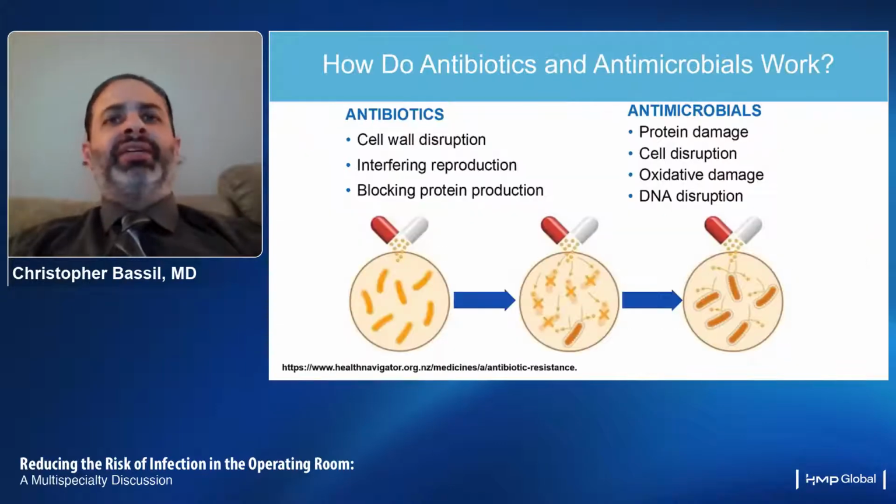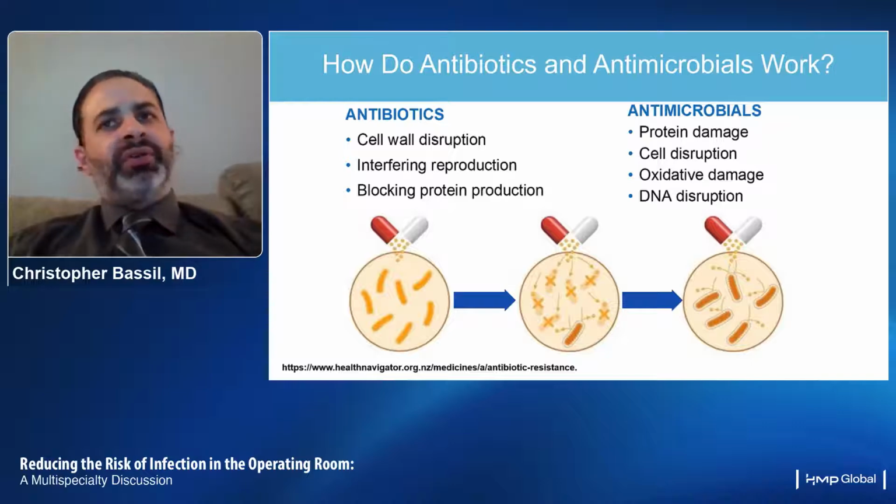How do antibiotics and antimicrobials work? Well, they work through several different areas. Antibiotics work basically on attacking the cell wall and coating the surrounding bacteria. They interfere with the reproduction of bacteria, and they block certain proteins and certain protein productions in the bacteria.